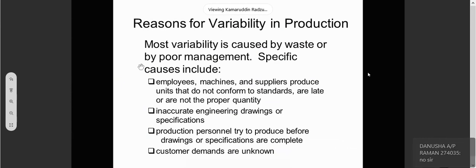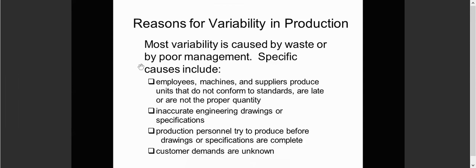Okay, reason for variability in production. Most variability is caused by waste or by poor management, and the specific cause include employees, machine, supplier, produce unit that do not conform to standard and are late or are not in the proper quantity. And the variability also caused by inaccurate engineering drawing or specification.